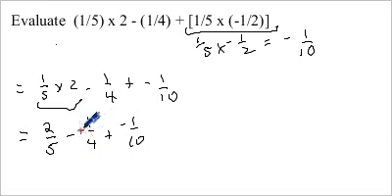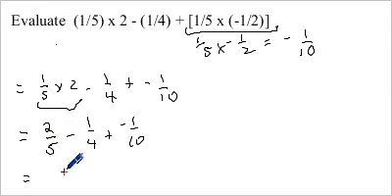What I need to do before I can add or subtract any of these fractions is change them to equivalent fractions with the same denominator. So I need to think of a number that will be a multiple of 5, 4, and 10. I can pretty clearly see that 20 is a multiple of 5, 4, and 10. So I'm going to change them all to equivalent fractions with 20 as a denominator.